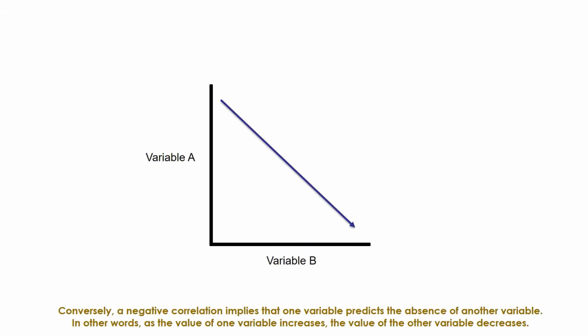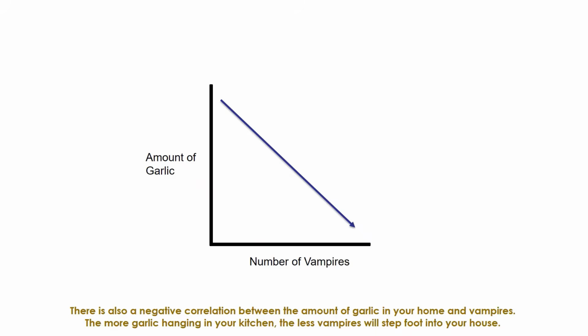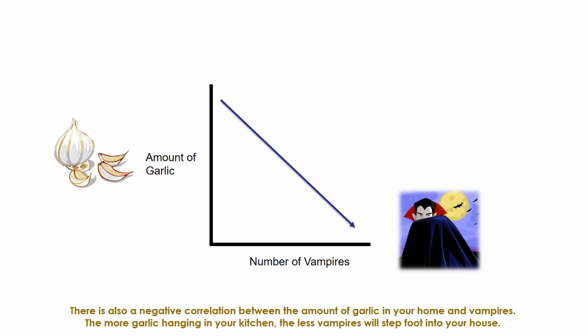Conversely, a negative correlation implies that one variable predicts the absence of another variable. In other words, as the value of one variable increases, the value of the other variable decreases. For example, there is a negative correlation between alcohol consumption and judgment. In other words, the more alcohol you drink, the less judgment one has. There is also a negative correlation between the amount of garlic in your home and vampires. The more garlic hanging in your kitchen, the less vampires will step foot in your house.